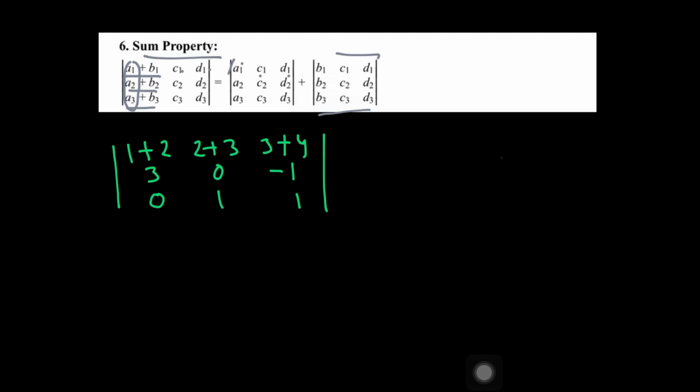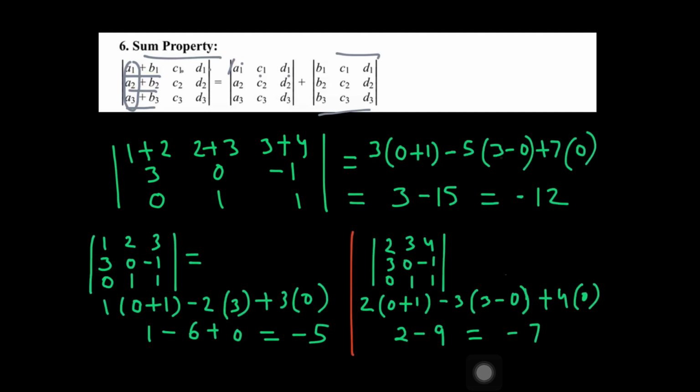Now if you find out the determinant of this, what will be the determinant? Here, you will see that the determinant of this will come to minus 12. Now I have taken these individually. I have taken 1, 2, 3 as the first row, and these two rows the same. And in the second I have taken 2, 3, 4, and the other two rows the same. So after solving this, you will get the determinant of this as minus 5, and after solving the other, the determinant will come out as minus 7. Now you can see this minus 7 and minus 5 sum up to minus 12. So I hope this property is also clear.